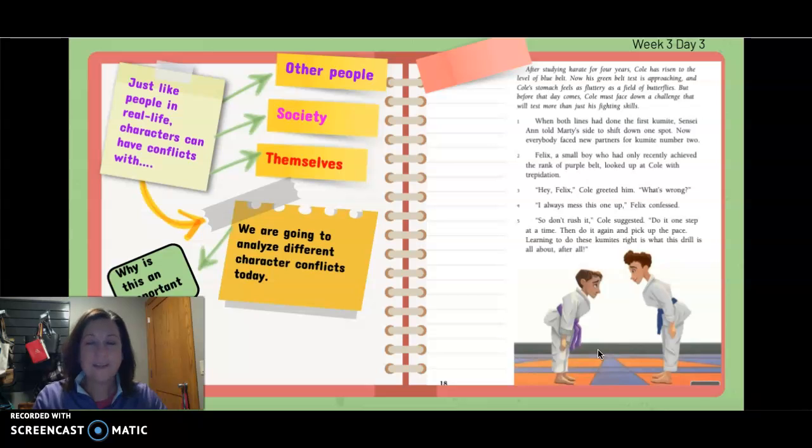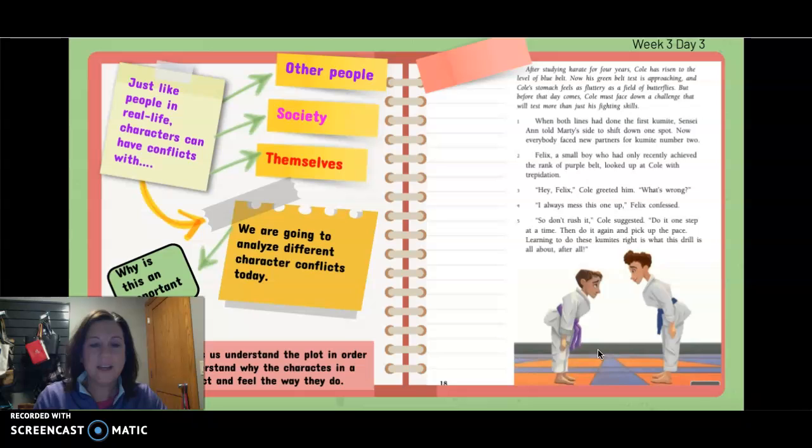Why is this an important skill? It helps us to understand the plot in order to understand why the characters in a story act and feel the way that they do. So let's take a look.